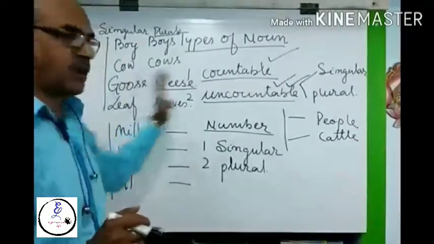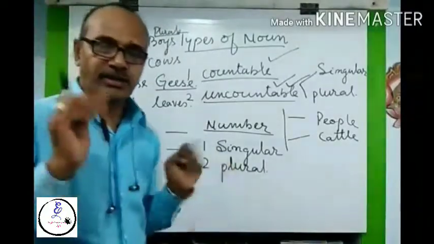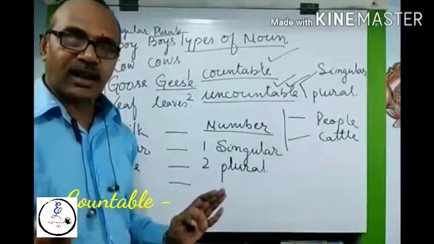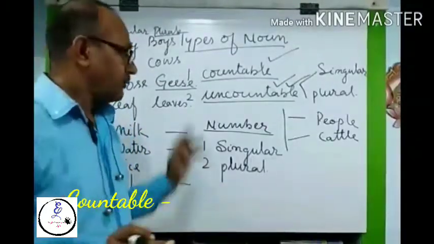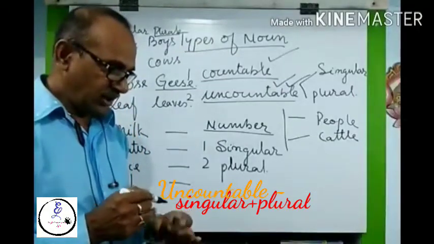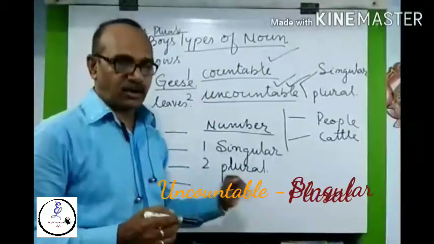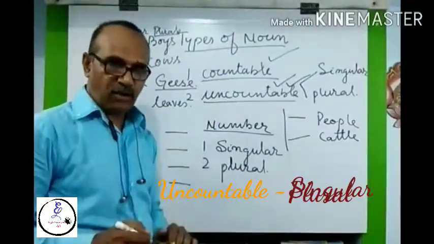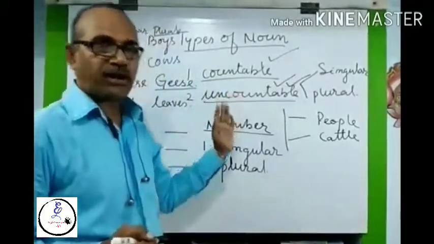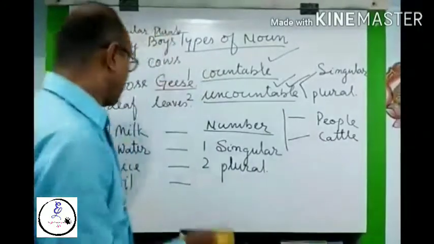From these examples, we can understand how they are categorized. But here the topic doesn't end. We have to practice more and more so that you can understand better about these countables and uncountables. Till now we have discussed kinds of noun and types of noun. Now we will discuss uses of noun.